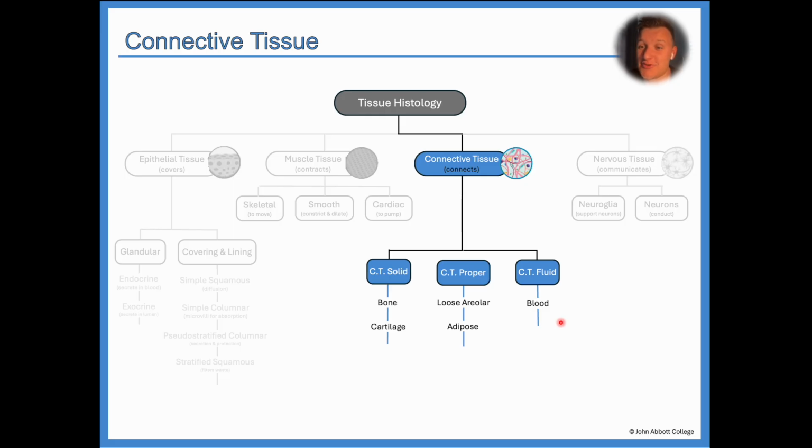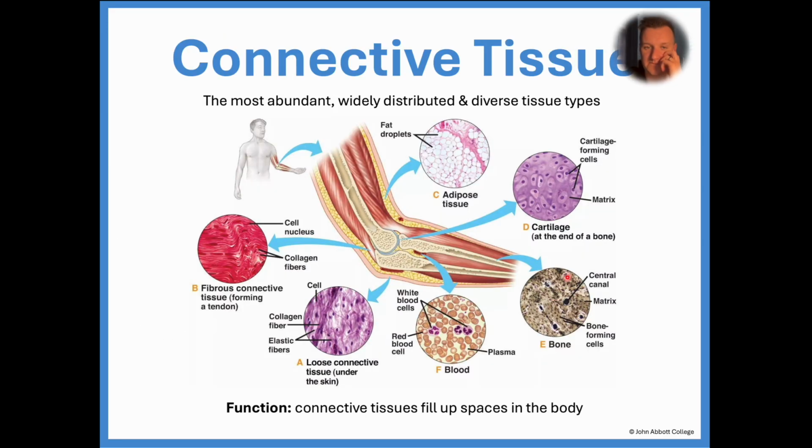Connective tissue is the garbage can that we can't seem to lump properly, right? It connects things together. That's how we categorized it. We're going to see that I'm going to abbreviate CT sometimes, connective tissue, solid, proper, and fluid. So, connective tissue, it's actually the most abundant tissue. It's the most widely distributed in many different organs, and it's the most diverse type because some are hard as a rock, some are fluid like a liquid, right? So it's very diverse.